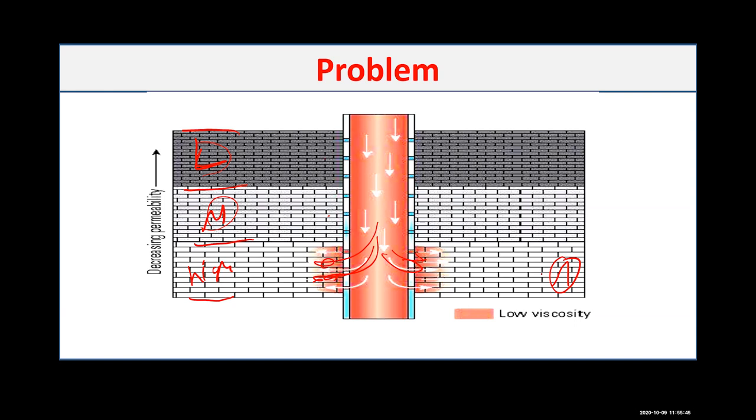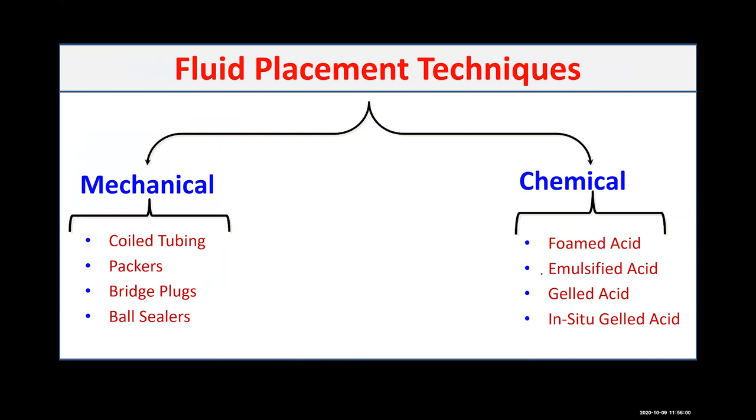Therefore, we need what we call acid diversion technique, or another technique that can help you to have this type of diversion. So I will pause this one right now. The placement techniques that we have are either mechanical or chemical. Mechanical examples: we have coiled tubing, packers, bridge plugs, and ball sealers. Or chemical techniques, we have foamed acid, emulsified acid, gelled acid, and in situ gelled acid.